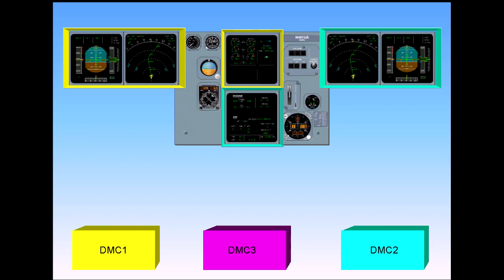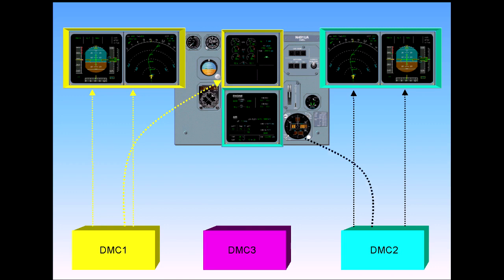Normally, DMC-1 supplies the captain's PFD, ND, and the upper ECAM screen. DMC-2 supplies the first officer's PFD, ND, and the lower ECAM screen. DMC-3 is available as a backup. Let's see what happens if DMC-1 should fail.